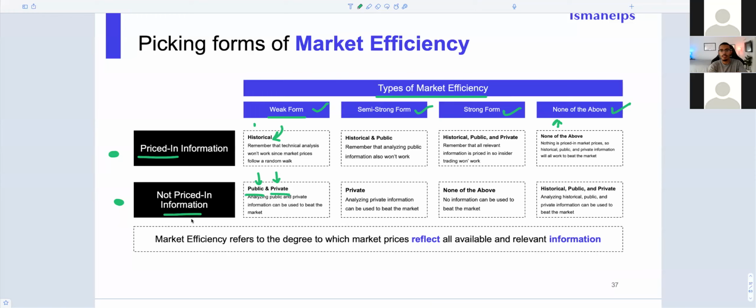Now, let's say that we have a market efficiency that is considered to be none of the above. In other words, it's considered to be inefficient. Okay, it's not weak, it's not semi-strong, and it's not strong.